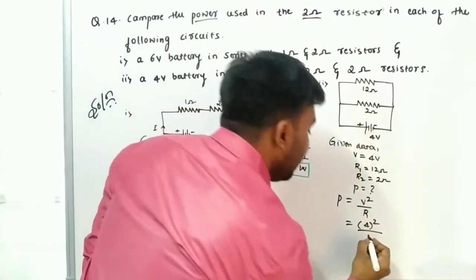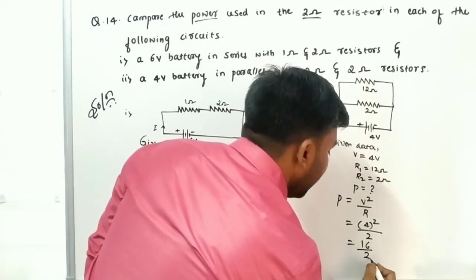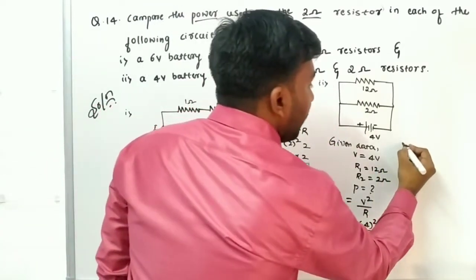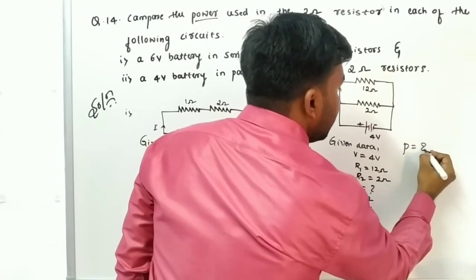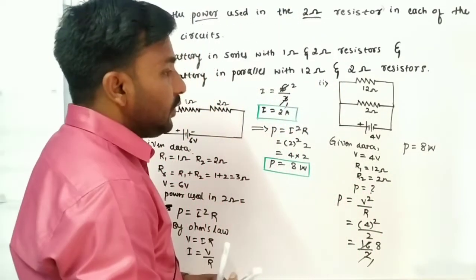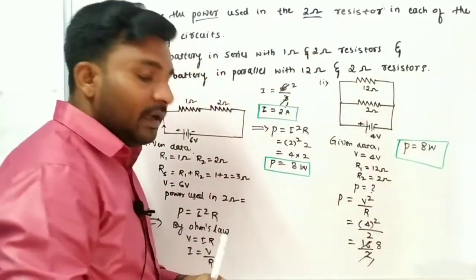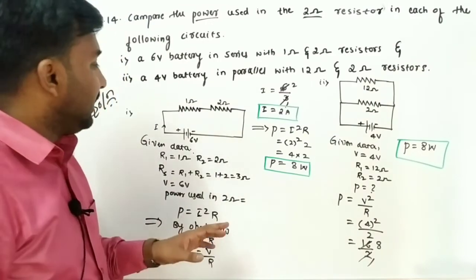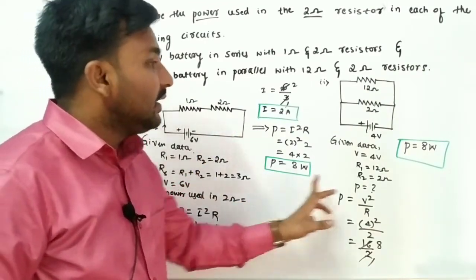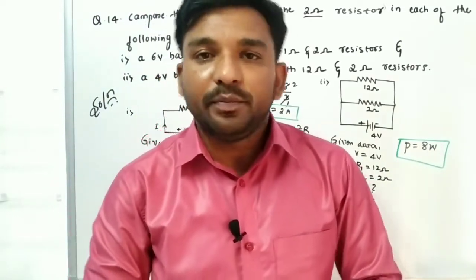So the 2 ohm resistor. This is equal to 4 square is 16 divided by 2. 2 eights are 16. Therefore power is equal to 8 watt. So in both the circuits, the power used by the 2 ohm resistor is the same, that is 8 watt. So hence we have solved the problem.